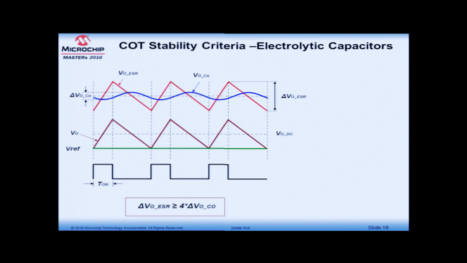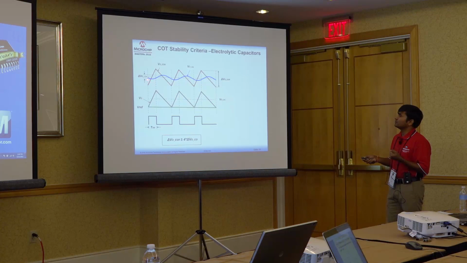So, when you are using an electrolytic capacitor, the ESR ripple is very high and is almost in phase with the inductor current ripple. If you look at the capacitor component for those electrolytic capacitors, because the value is very high, the capacitive component is very small compared to the ESR ripple, and it also lags.